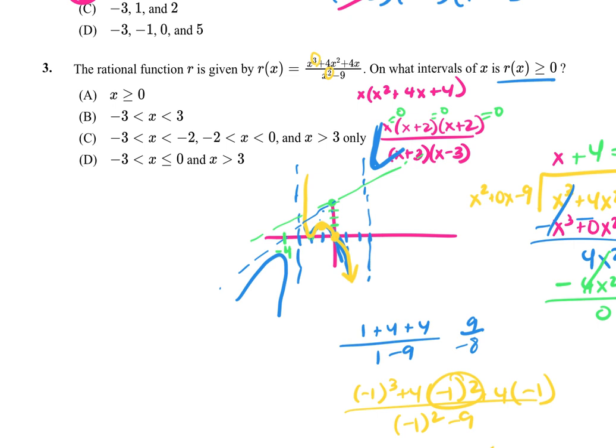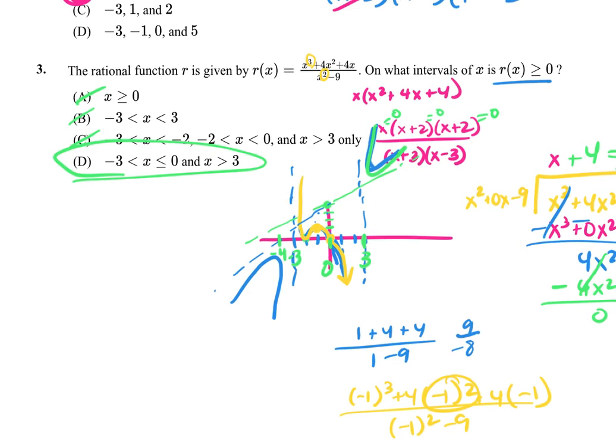So now I'm just looking for everywhere it's above the x-axis, which is from -3 here to 0. So it rules that out, it rules that out, it rules that out, and then from 3 to positive infinity. So D is the only one that works.